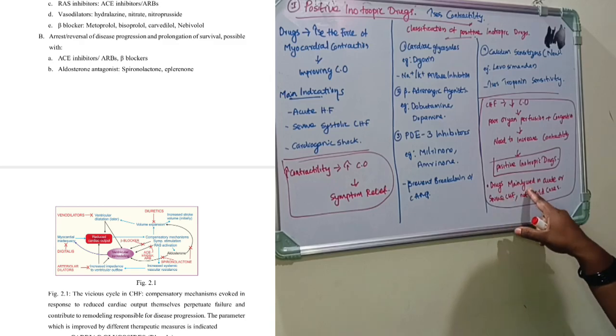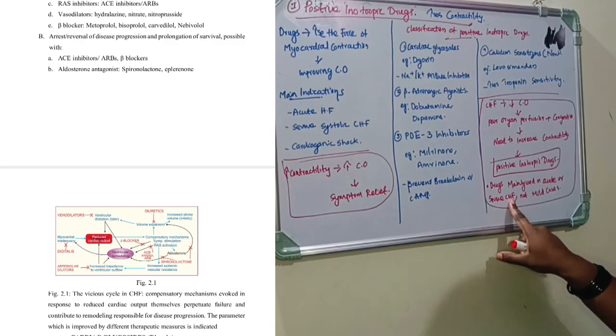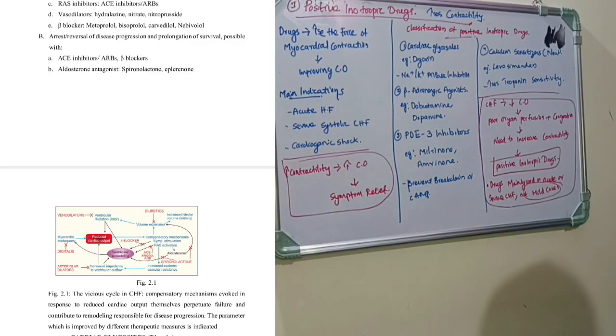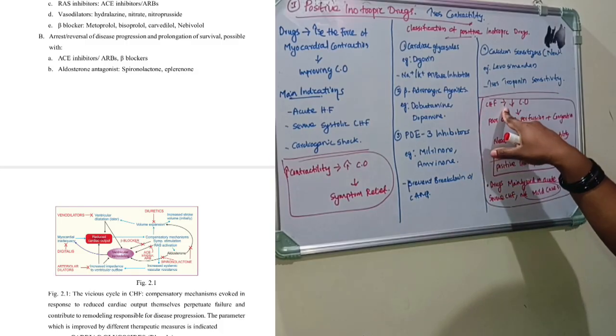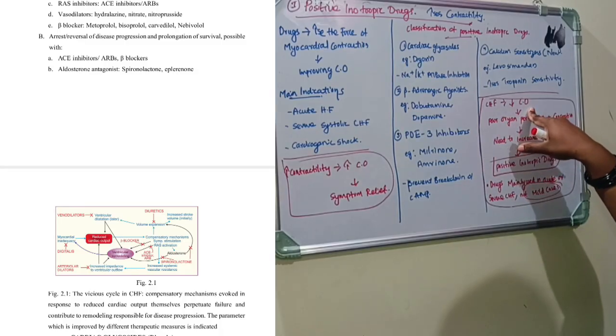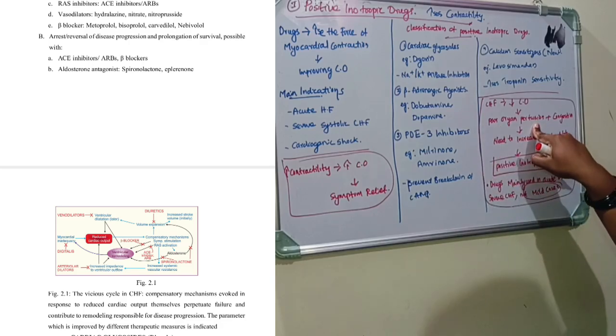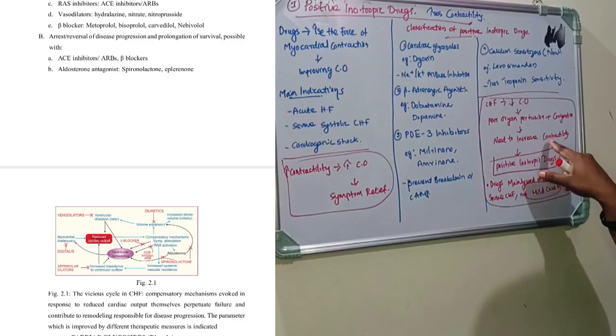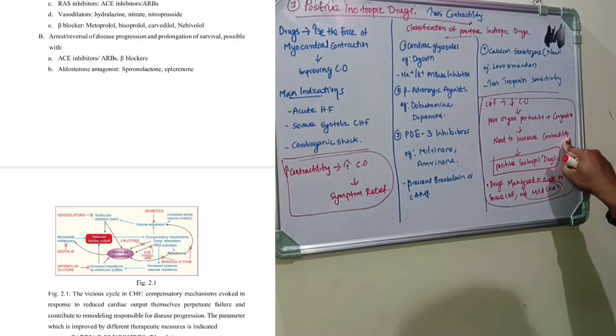The drugs are mainly used in acute or severe CHF, not in mild cases. I hope you understood what CHF is. CHF is the condition in which we have a low level of cardiac output. That leads to poor organ perfusion plus congestion, and in that condition we need to increase the contractility of the heart muscles.